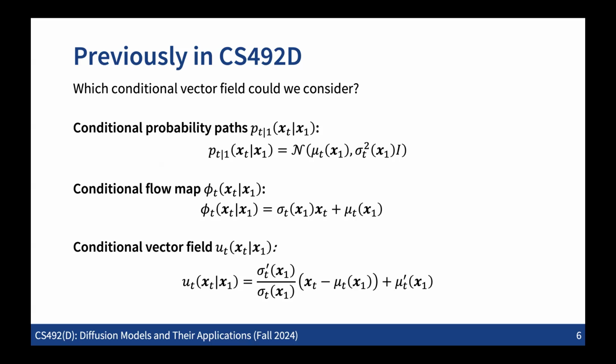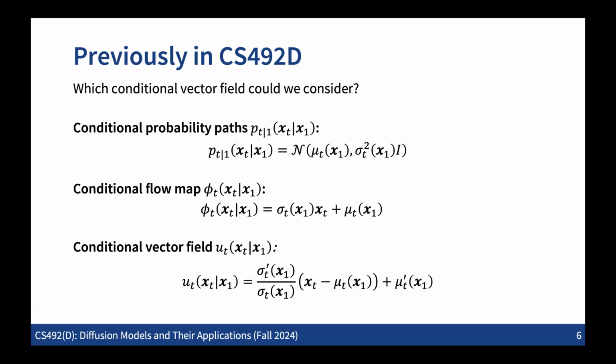And the specific form of the conditional vector field that we discussed last time was derived from the definition of the conditional probability path. So now we are considering the conditional probability path, which is defined as some Gaussian distribution with a function of the mean and also a function of the variance. Given the definition of the probability path, we can derive the flow map here. And by just taking the derivative of the flow map, we can also find the vector field, right? So we are thinking of this specific form of the probability path, the flow map, and also the vector field.